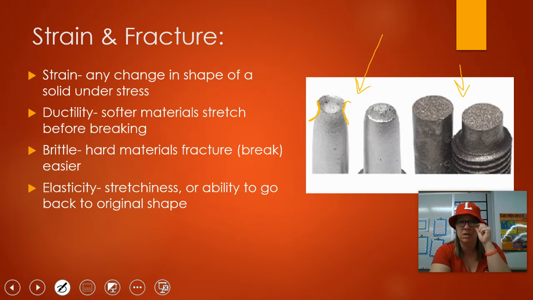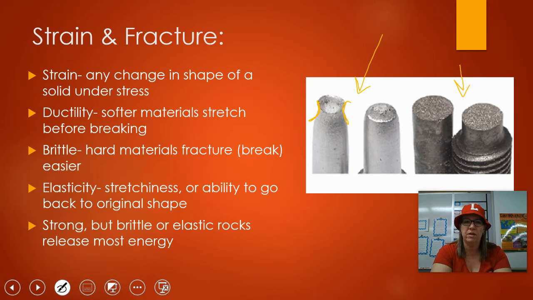Elasticity is another thing we use to measure materials. It's the stretchiness of a material. Rubber bands are very elastic. Springs are very elastic. Rock can be elastic, but it tends to not be super stretchy. So if I have a very strong but brittle rock, it's going to withstand the stress, and then just snap and break, and that releases a lot of energy that we feel as an earthquake.